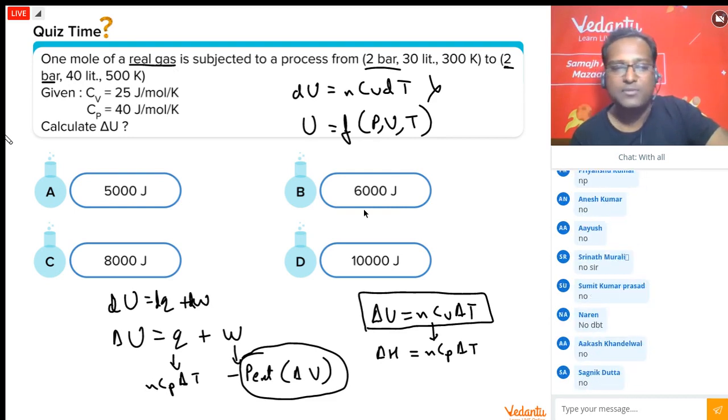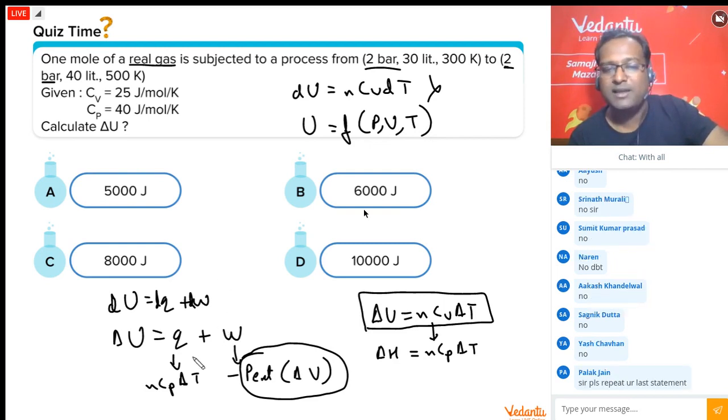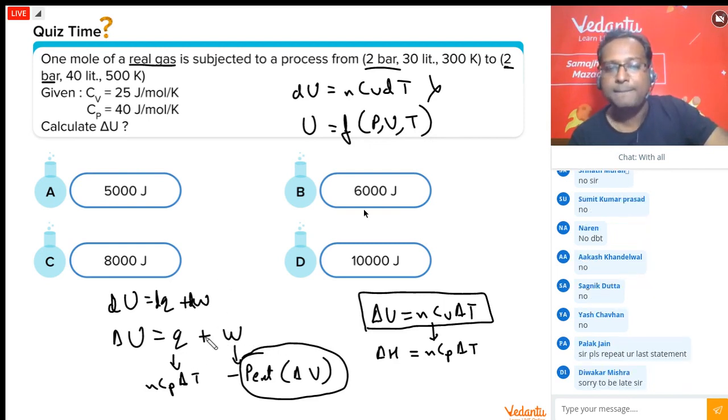Okay, I'll explain once more quickly. I cannot use dU equal to nCv dT directly because it is a real gas, not an ideal gas. A real gas is a function of pressure, volume, temperature, all three. So I go to the first law of thermodynamics and I calculate using it there.